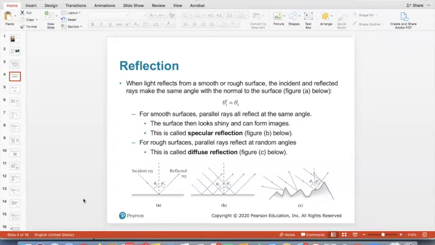So if I say I have a 30-degree incident ray, that means right here is a 30-degree angle, not the angle between the ray and the surface. The angle between the ray and the normal to the surface. So if we're coming in at a 30-degree angle, we'll reflect back out at a 30-degree angle.